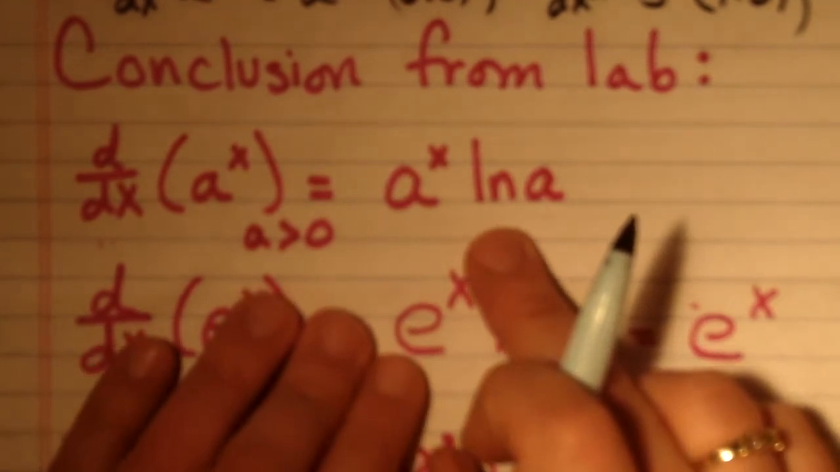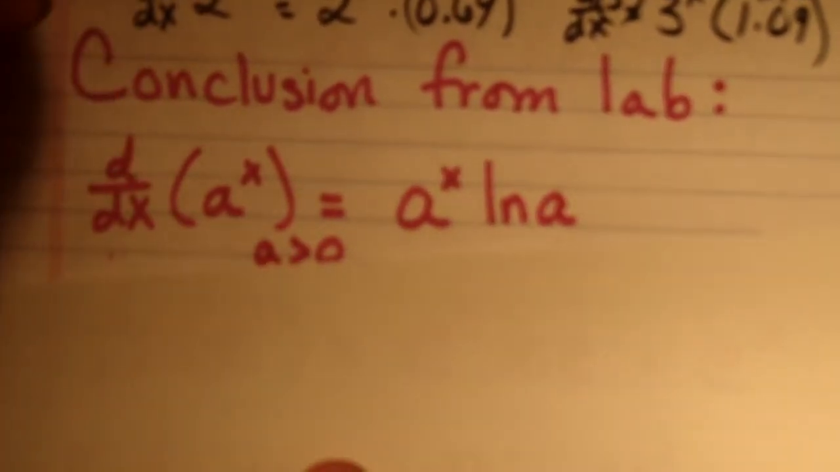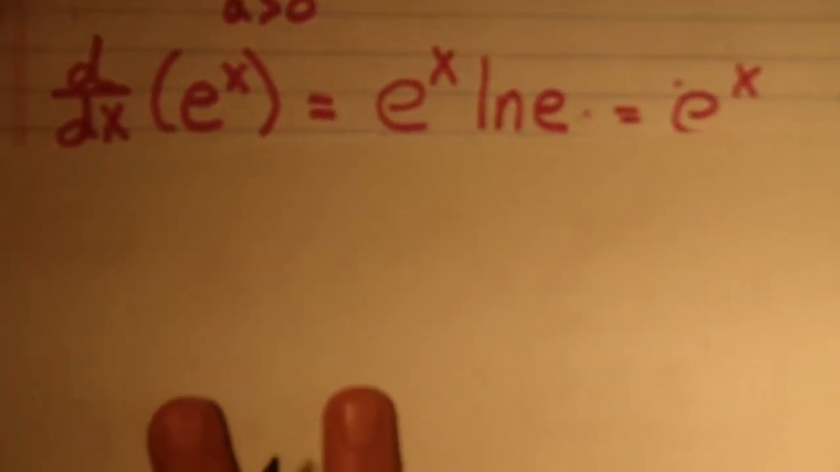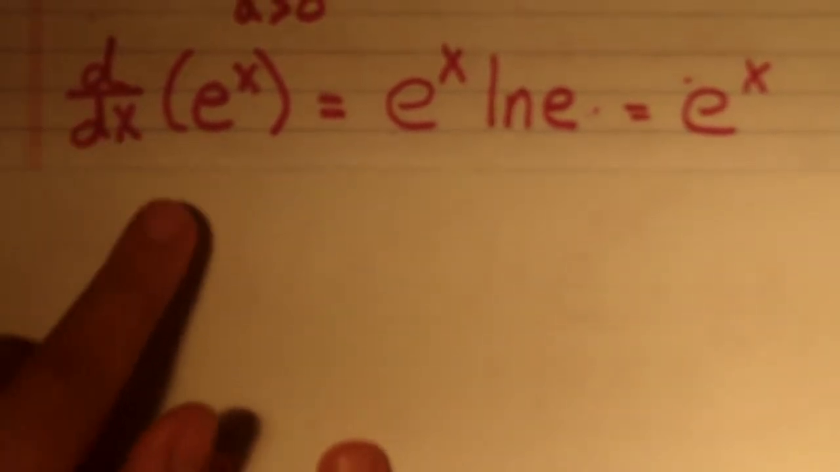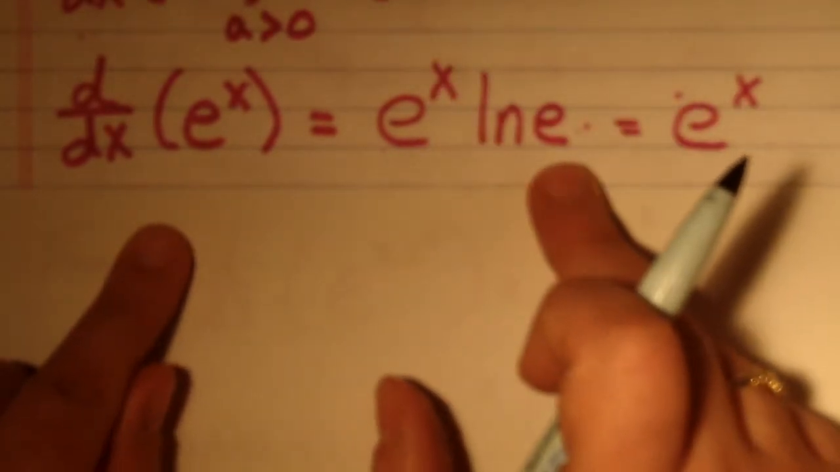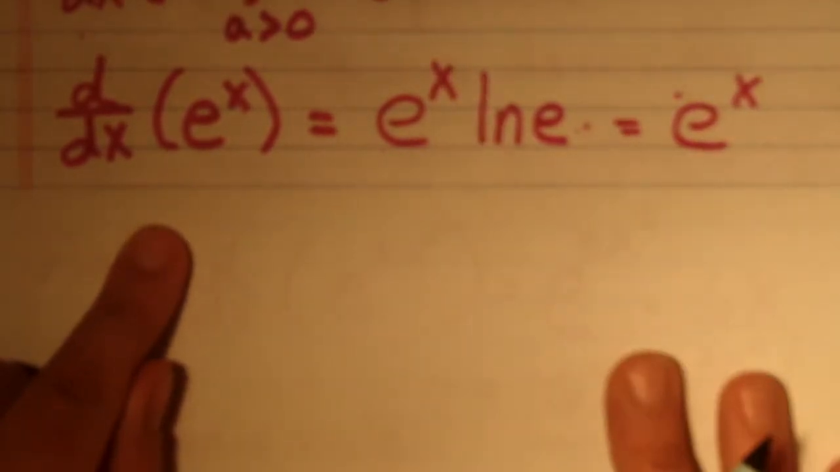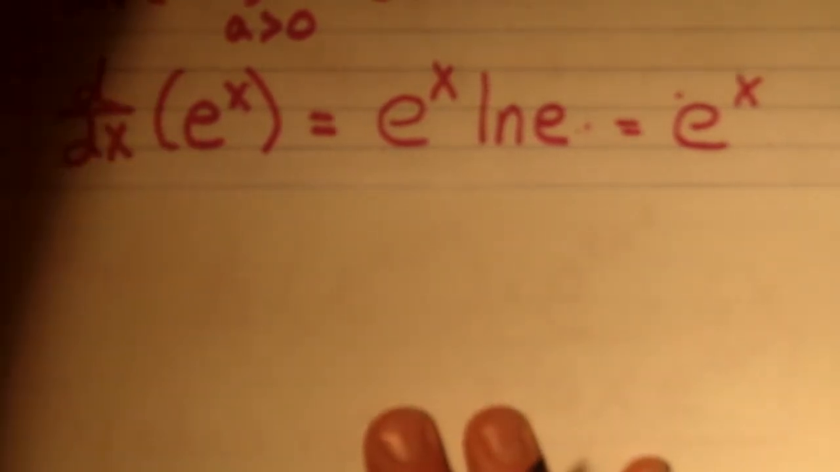And then being consistent with this rule, when we come down here and say, okay, well then by this same rule, what is the derivative of e to the x? Well, its derivative would be e to the x times the natural log of e, which of course is e to the x. All right, so that's what makes e to the x so special.